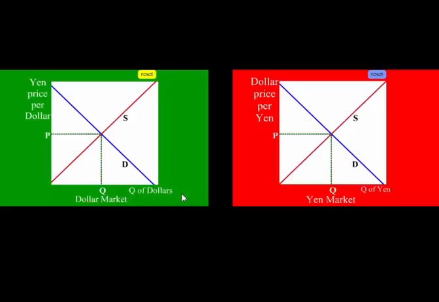Let's look at two markets here. The market for the US dollar and the market for the Japanese yen. This is the yen price per dollar because we're in the dollar market, quantity of dollars, and this is the dollar price per yen. We're in the yen market, quantity of yen. Let's say the price level in Japan drops drastically relative to the US.